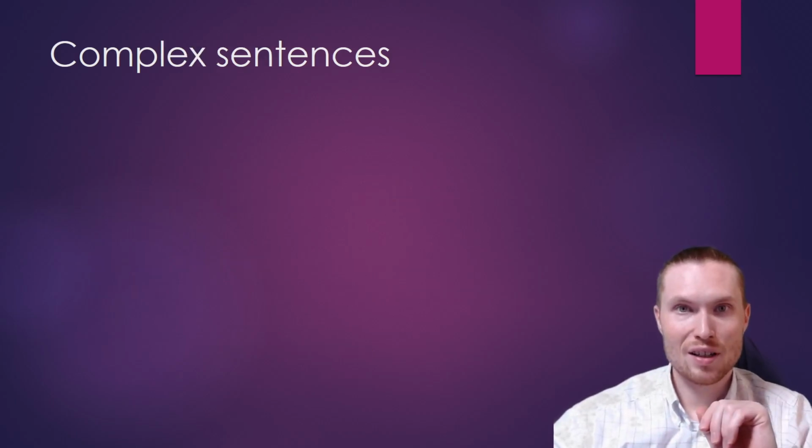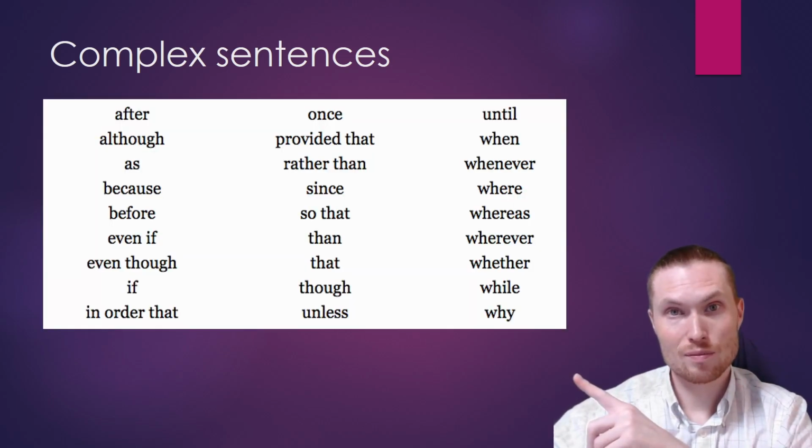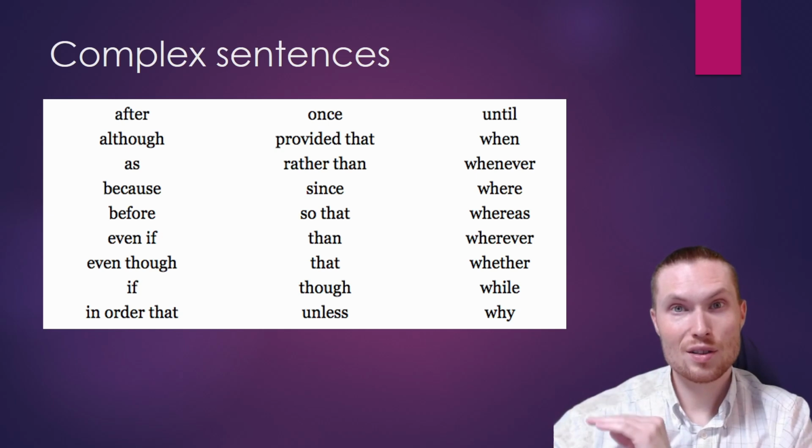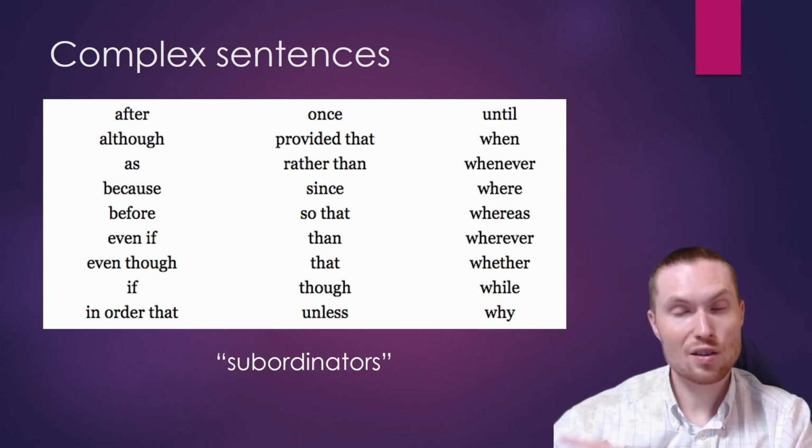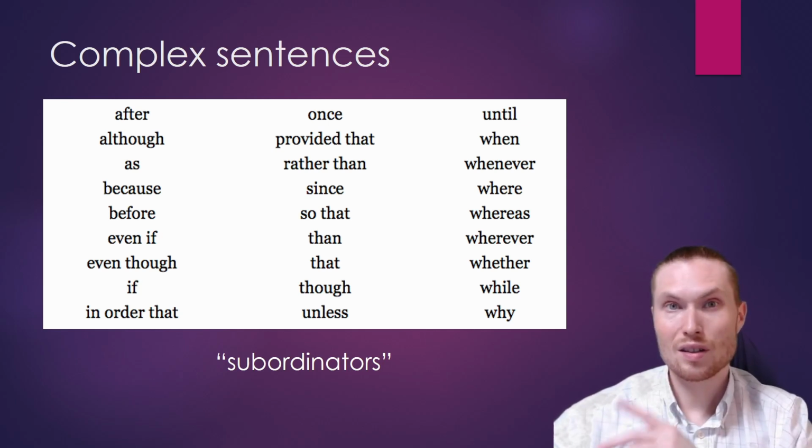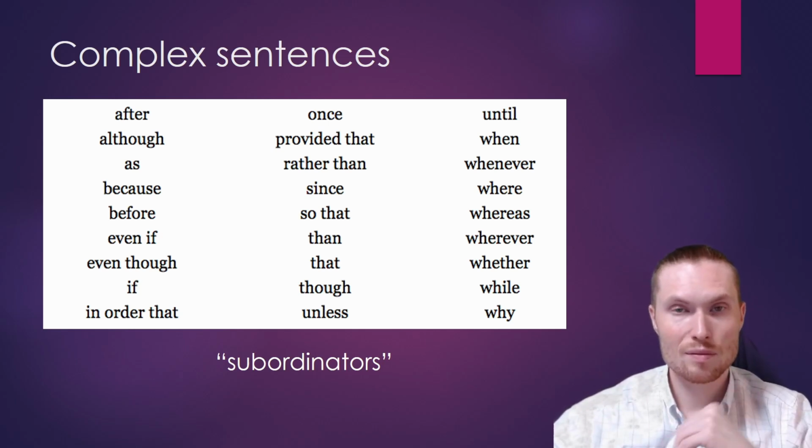Now let's look at complex sentences. A complex sentence has one of these words. And so there's a really long list of words here, and these are called subordinators. And actually, this is not the full list. There are other subordinators that are not on this list too. But a complex sentence must have one of these words.